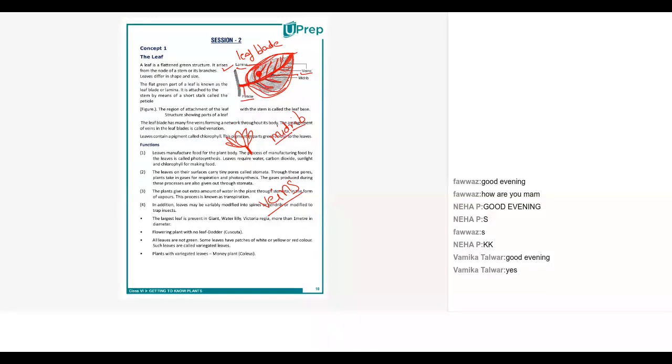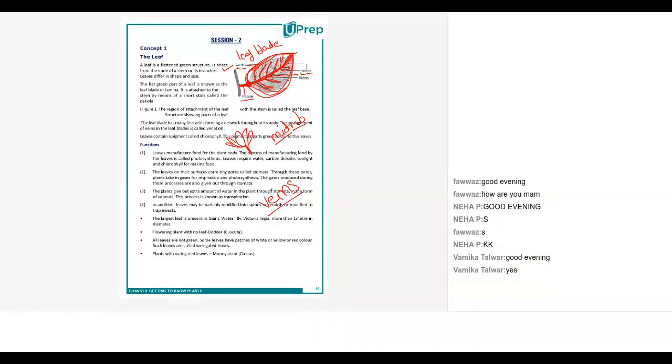Ma'am, there are two types of venation, right? Parallel venation and reticulate venation. Yes, we will study about venation today. But before that, we need to get our basics right. Right? If I say venation, then many might not understand. So we need to get to know what veins are first.